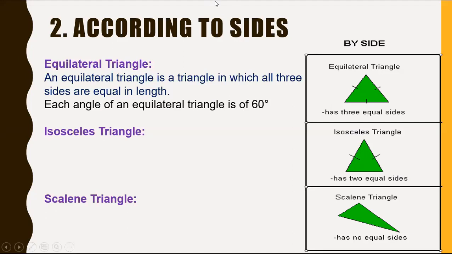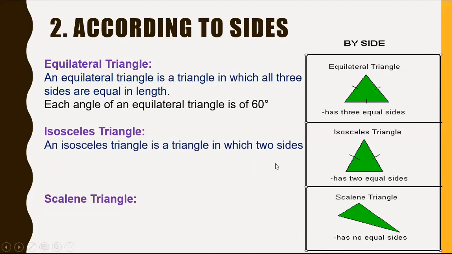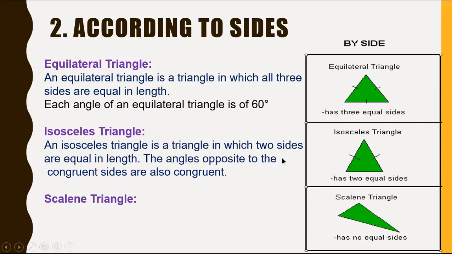Now what about the isosceles triangle? Here you can see the diagram of the isosceles triangle. Here these two sides are equal. It is a triangle in which two sides are equal in length. Here these two sides are equal in length.